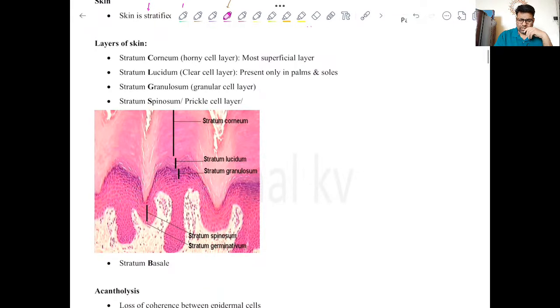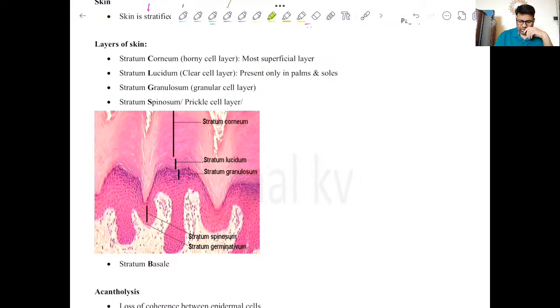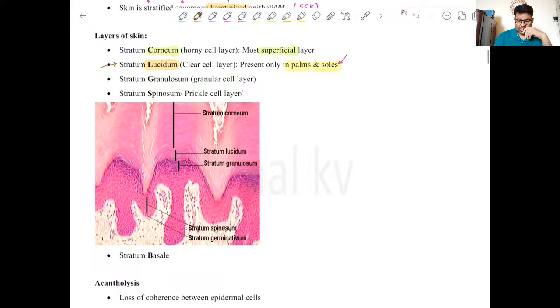Now coming to the layers of the skin, the outermost layer is corneum. Then deep to that is lucidum. Now at many places you might have found that there is mention of only 4 layers. That's so because this lucidum is not present everywhere. It is present only in palms and soles, right? So this layer is not present everywhere, and this you need to remember in terms of exam.